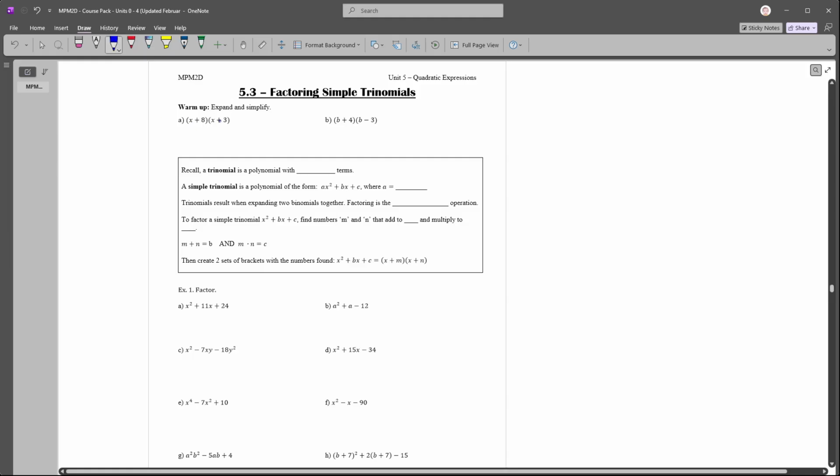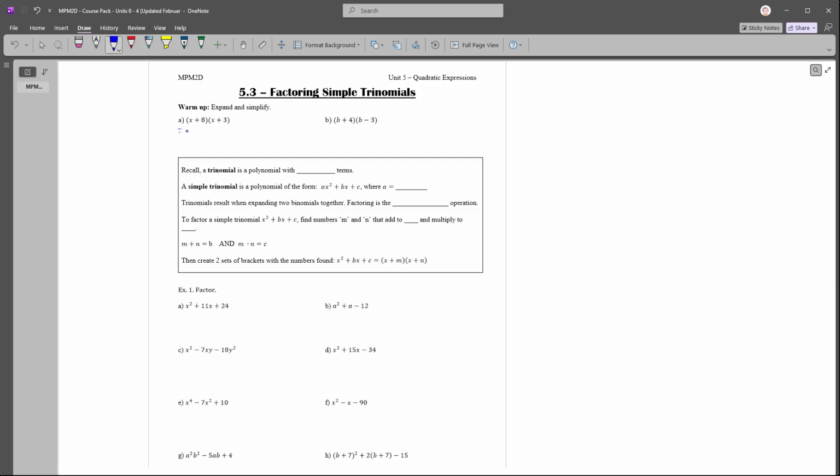So what I need to do is FOIL out these binomials. So we end up with x times x, which is x squared. And then we get x times 3, so that's plus 3x. And then we have 8 times x, 8x. And then 8 times 3, which is 24. And then we simplify it by collecting our like terms. The only like terms we have here are 3x and 8x. So we end up with x squared plus 11x plus 24.